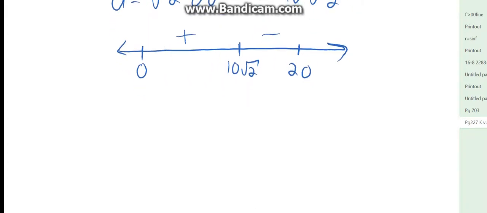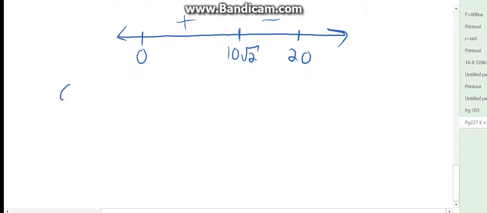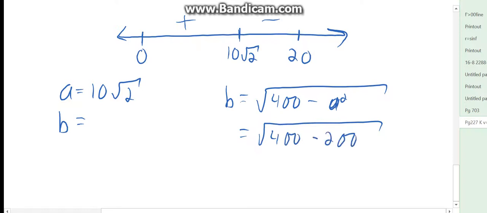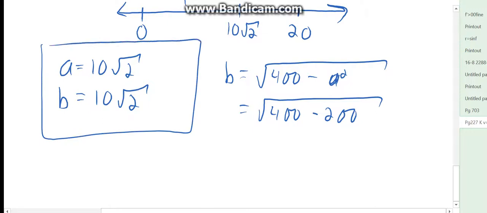But they ask us specifically in the question to show that a has to equal b. So if a is 10 root 2, then b, by the Pythagorean theorem, remember we said that b had to be the square root of 400 minus a squared. Well, that's really the square root of 400 minus 200. Remember, a was the square root of 200, so squared would be 200. And you get the square root of 200 again. So b would also be square root of 200, which is 10 root 2. Does that make sense? And there's no units on that because they didn't give us any.